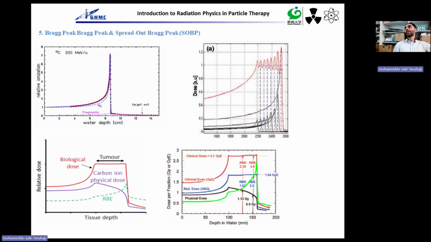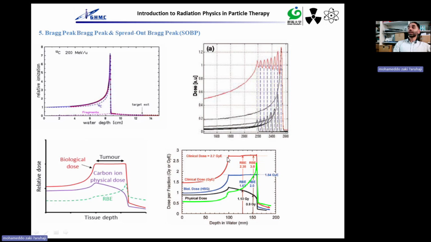Oh, and then I remember that the clinical dose for carbamide is a sum of all these doses, like physical dose and biological dose, and that's exactly what she said. The data is from Newton. That's what she said. Exactly right. Because for me, this is my next sentence.